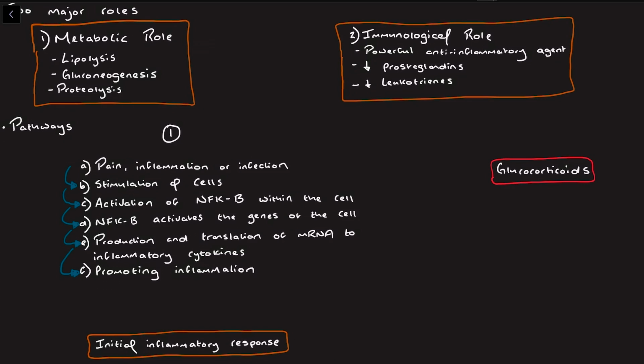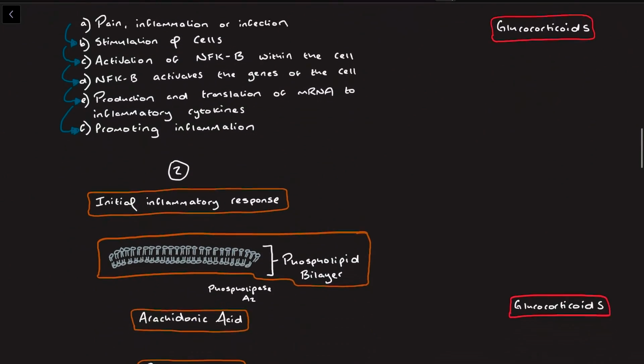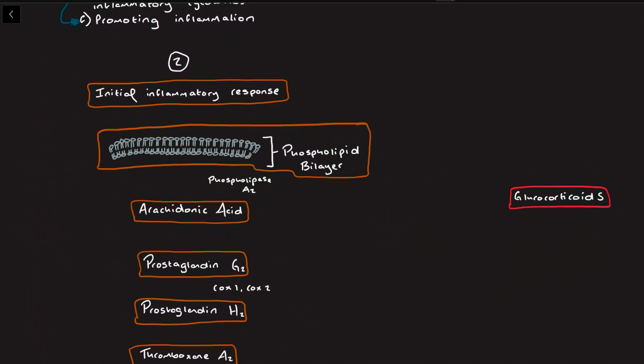In the second pathway, there is the initial inflammatory response. The phospholipid membrane of the cell is converted into arachidonic acid. Then arachidonic acid is converted into prostaglandins, leukotrienes and thromboxanes via the cyclooxygenase enzyme, just how I've drawn here.